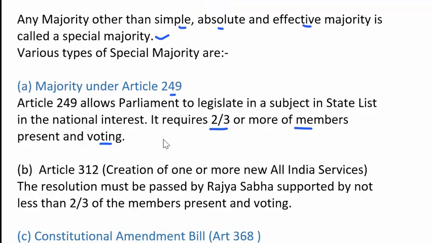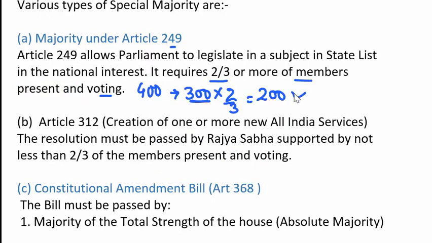This can be understood taking an example. For example, on a particular day in Lok Sabha, 400 members are present, but 300 members are voting. 100 members are abstaining from voting. So, the members present and voting are 300. Then special majority would be two-thirds of the 300. That is 200. This is one kind of special majority.